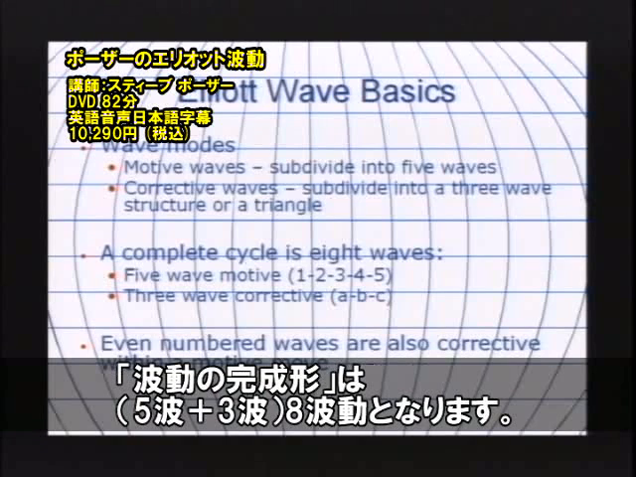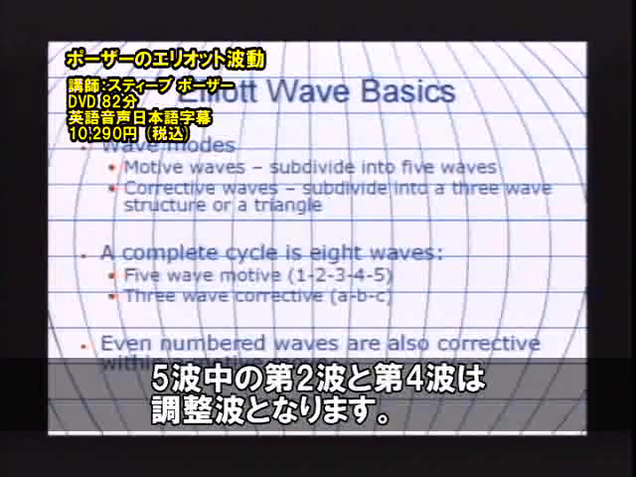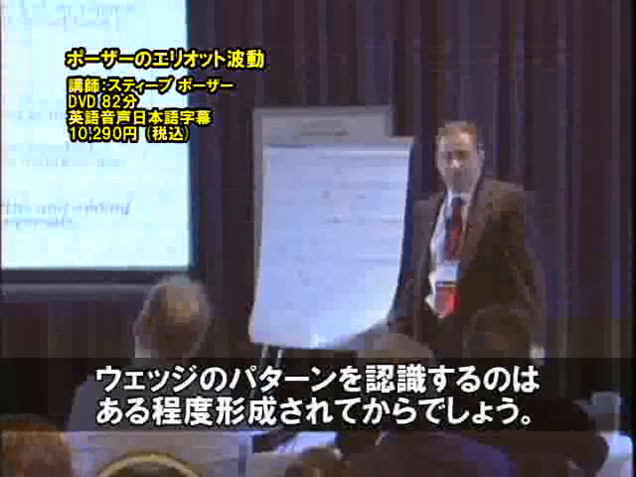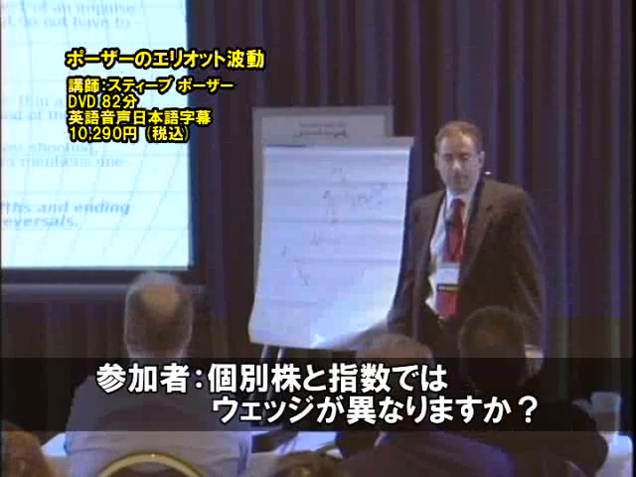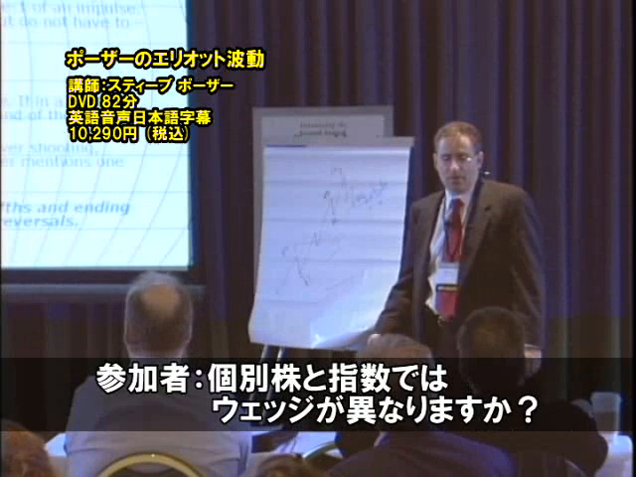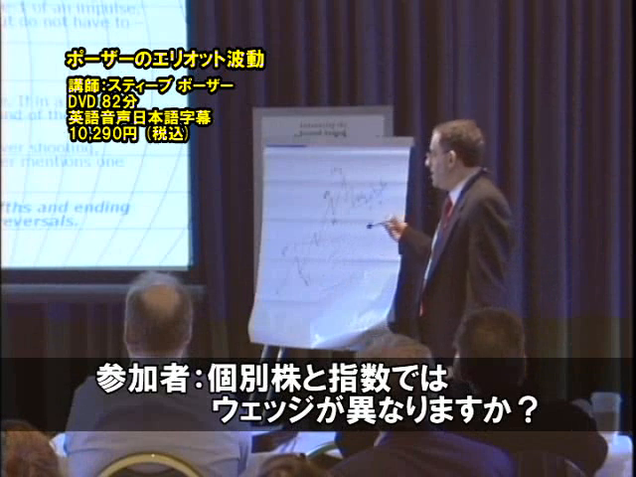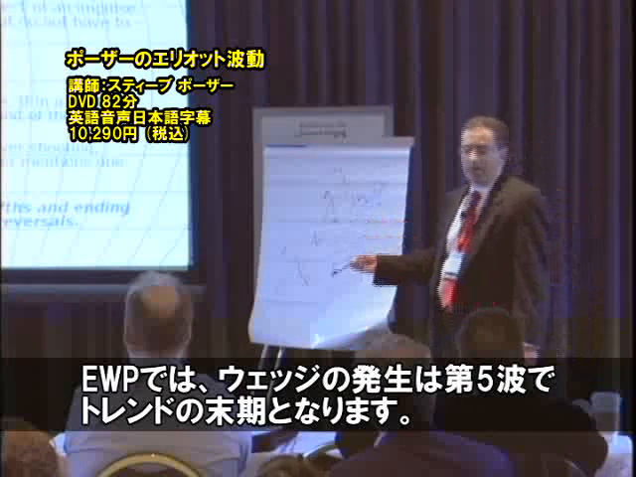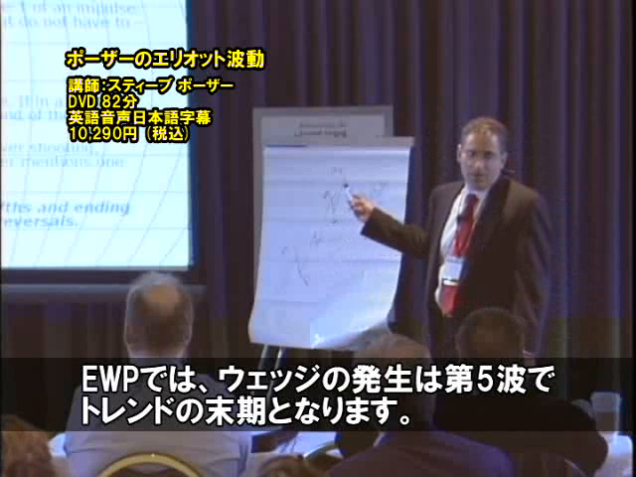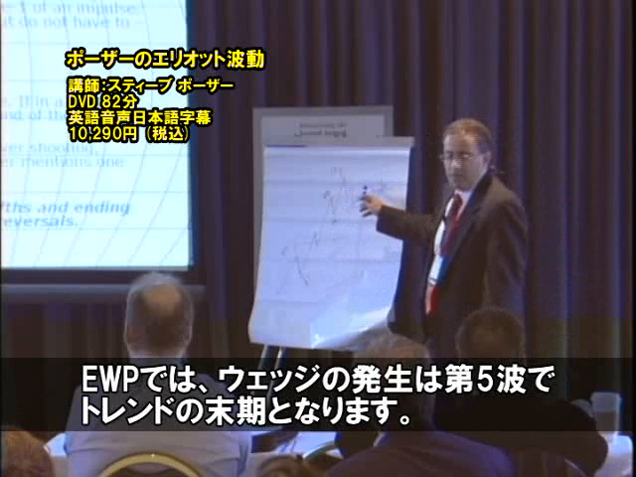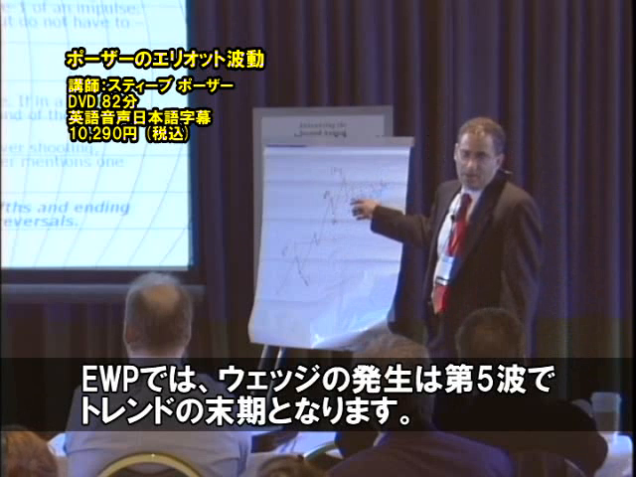Complete cycle, 5 waves up, 3 waves down. That was the pretty picture I had before. Even numbered waves within a motive wave are corrective waves. It would be a continuation pattern in individual stocks, but not in the broad market? Or does it matter? The patterns, as far as Elliott Wave is concerned, it's irrelevant. If it's in wave 5, it's the end of the move.